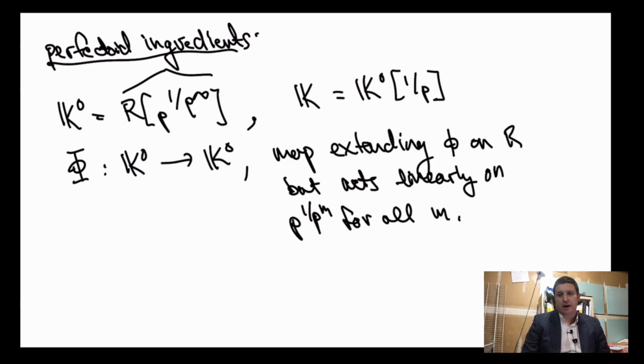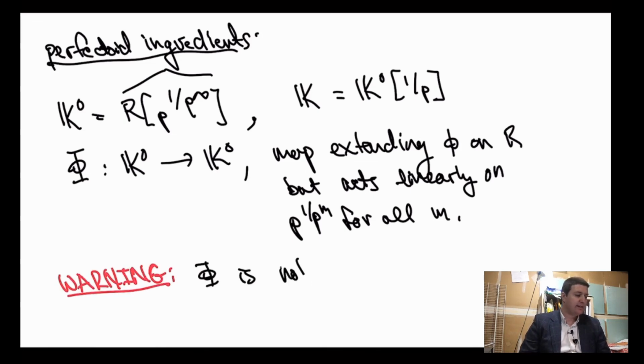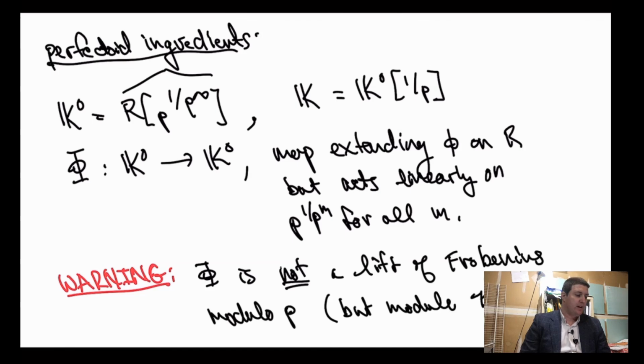Mod p, this is not a lift of the Frobenius, okay? But mod m, the maximal ideal, it is a lift of the Frobenius, modulo the maximal ideal of this ring. Okay, so there's these two pieces here. So sorry, this is the perfectoid thing. So you have this ring, then you have a lift of the Frobenius on it.